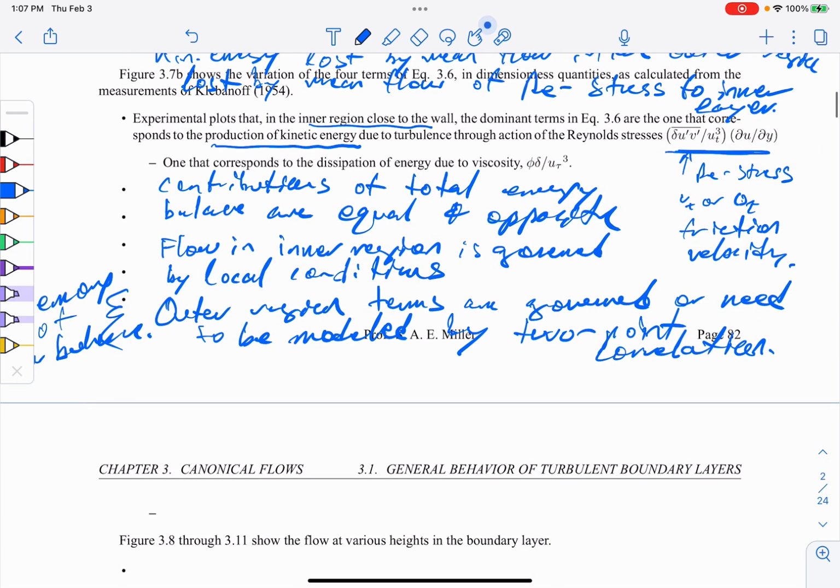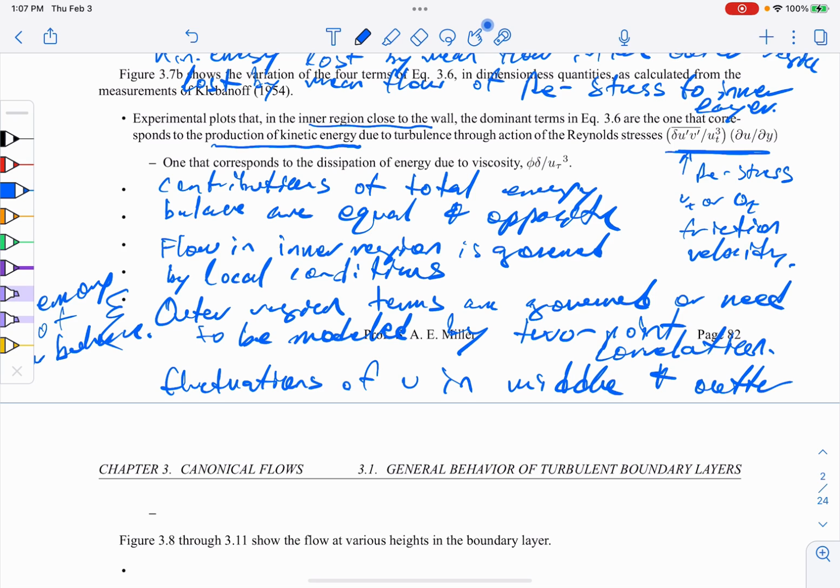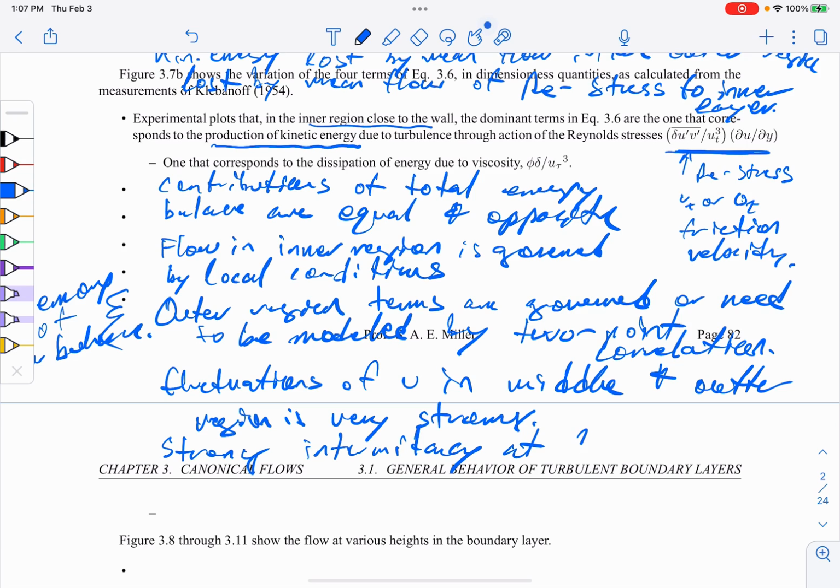A few other things. In this flow, we'll see in a second that the fluctuations of U in the middle and outer region are very strong. I'll let you just finish copying that for a second. And one other thing I should note in my notes too is that there's strong intermittency at the boundary layer edge.